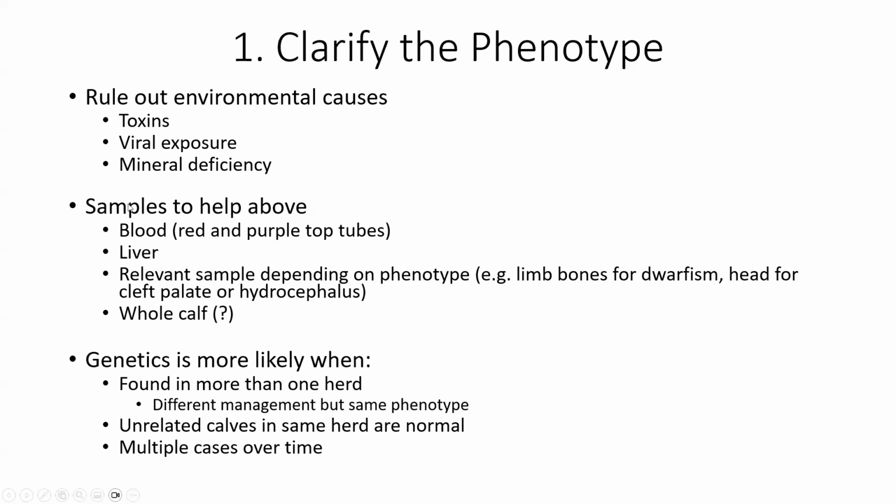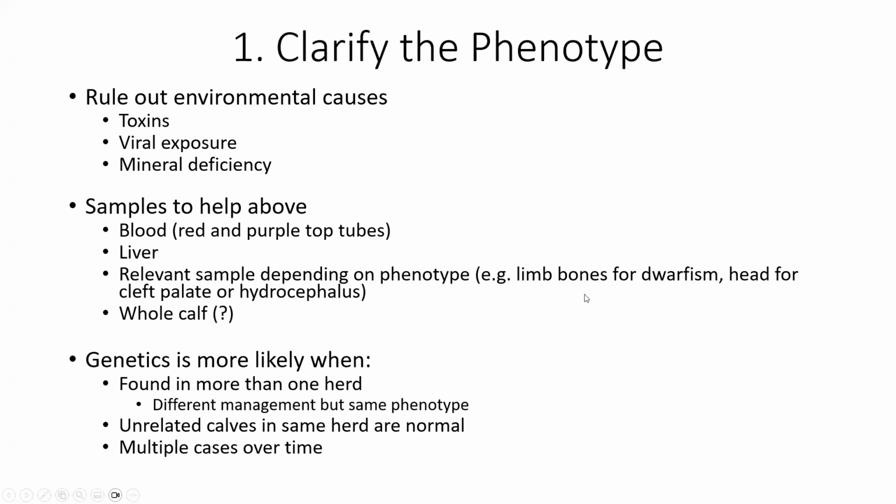To do that, it's often good to have blood samples. So if the calf is alive when it has an apparent defect, if you can get blood, both red and purple top tubes. A sample of the liver is very good for testing for toxins. And then depending upon what the phenotype is, a relevant sample of that part of the calf's body is helpful.